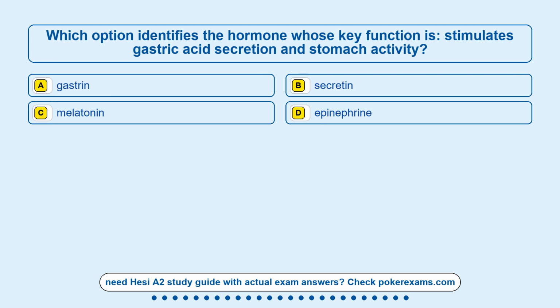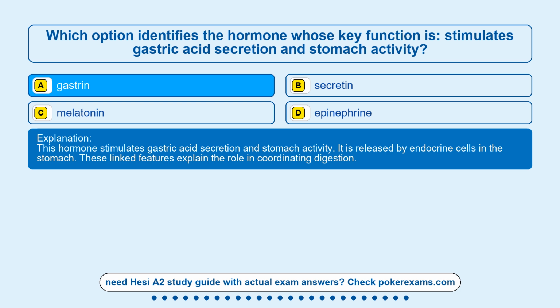Question 20. Which option identifies the hormone whose key function is, stimulates gastric acid secretion and stomach activity? Option A, gastrin. Option B, secretin. Option C, melatonin. Option D, epinephrine. The correct answer is option A, gastrin. This hormone stimulates gastric acid secretion and stomach activity. It is released by endocrine cells in the stomach. These linked features explain the role in coordinating digestion.